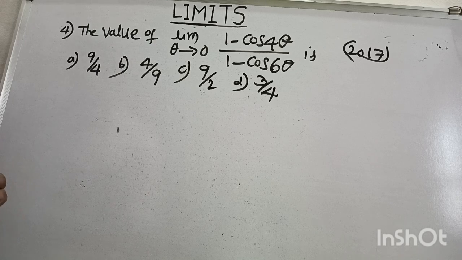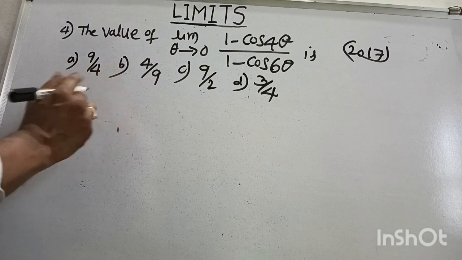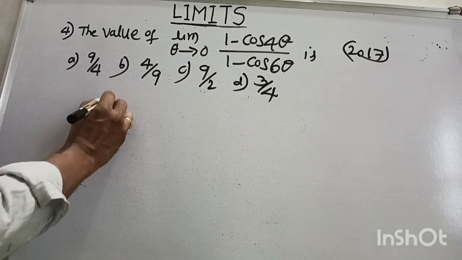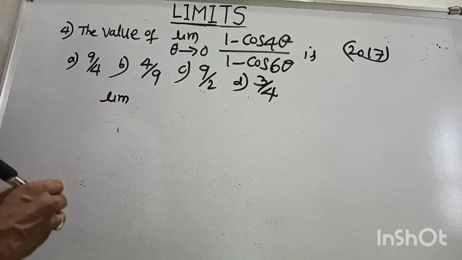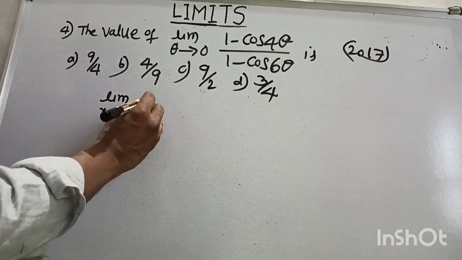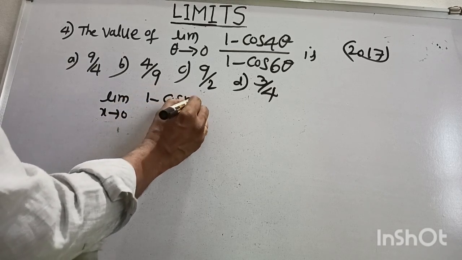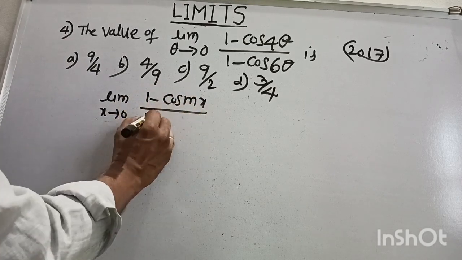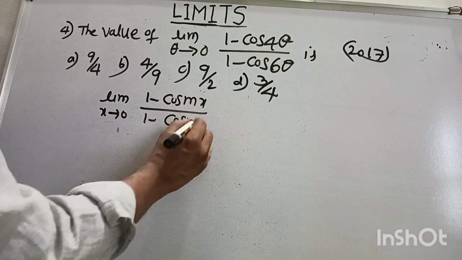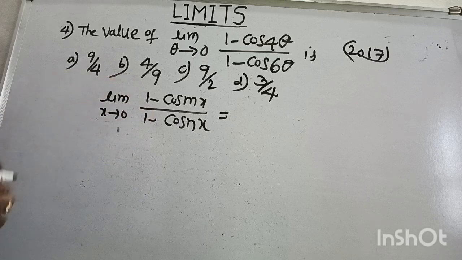So, there is a shortcut trick for these type of problems. That is, if the given limit is of the form limit x tends to 0, 1 minus cos mx divided by 1 minus cos nx. So this is a shortcut trick we can use to solve the problems in KCET exam.